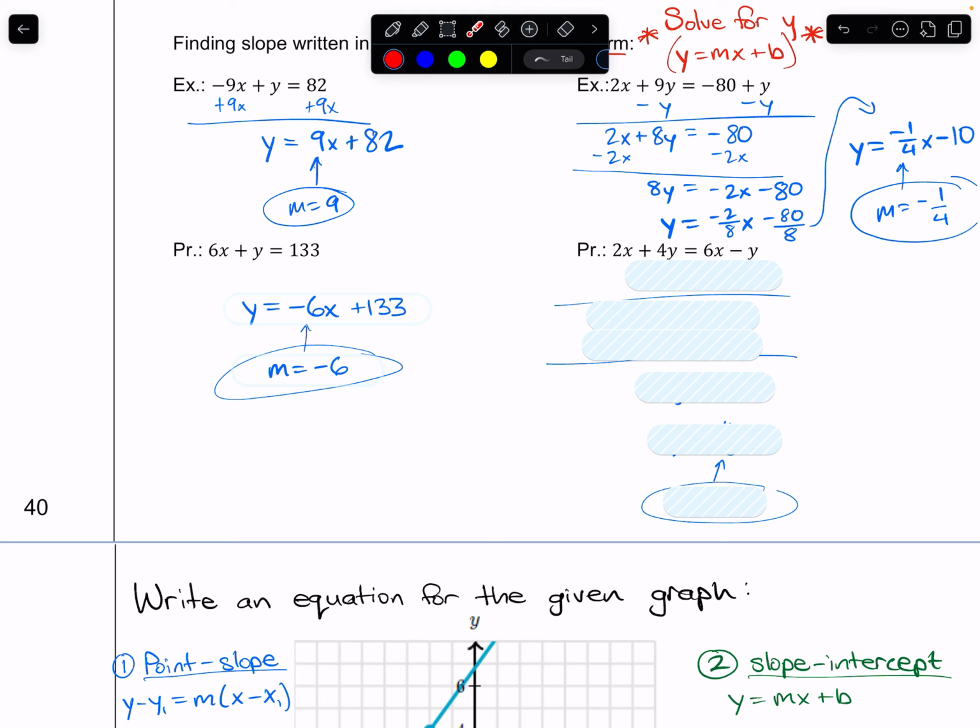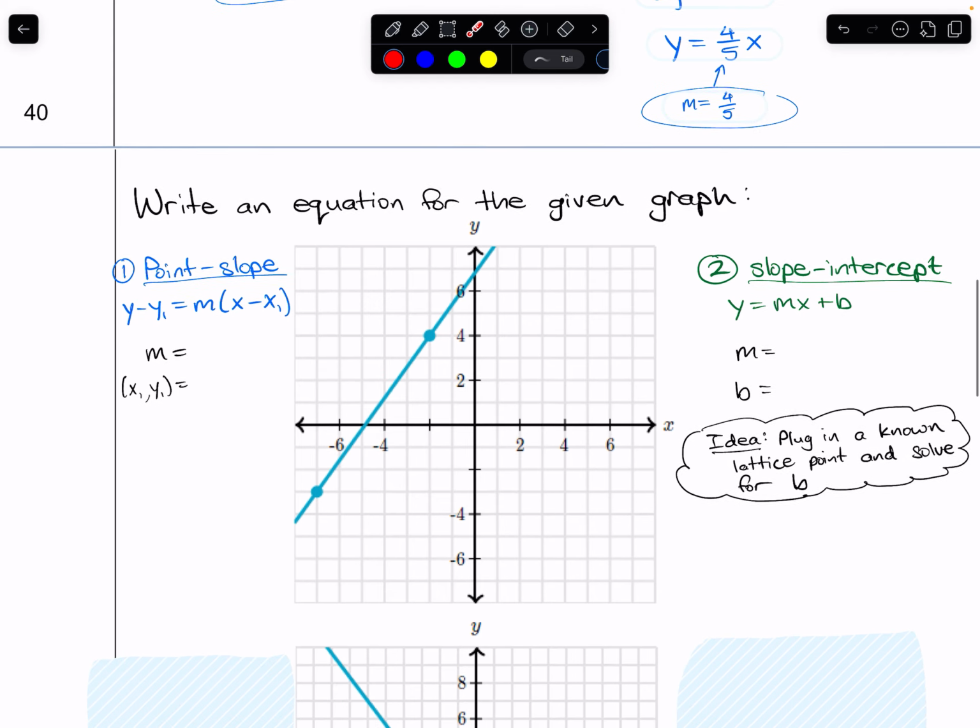In the next practice problem, we can add y to both sides. That'll get rid of y on the right side. We'll be left with 2x plus 5y equals 6. And then we want to isolate y, so we can subtract 2x from both sides so that the y term is the only thing left on the left side. We'll get 4x on the right side. Dividing both sides by 5 would give us y equals 4/5 x. You could call that 4/5 x plus 0 if you really want to show that it's in slope-intercept form, but either way, the slope is 4/5.